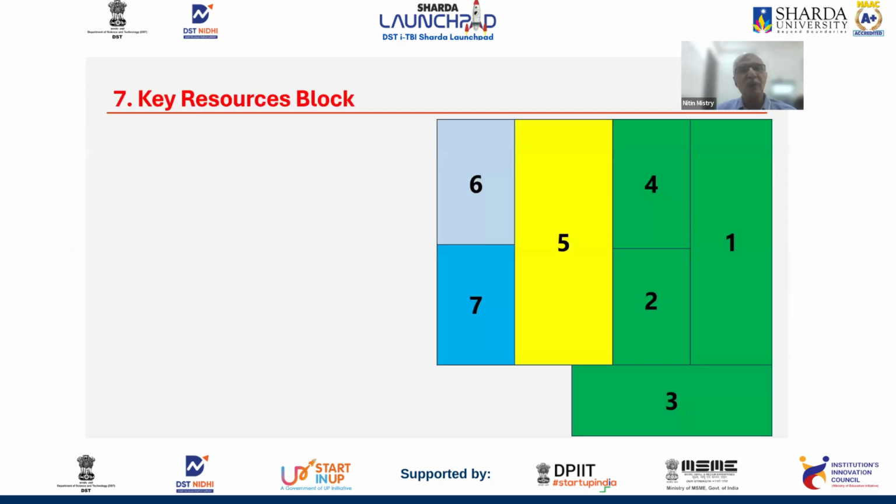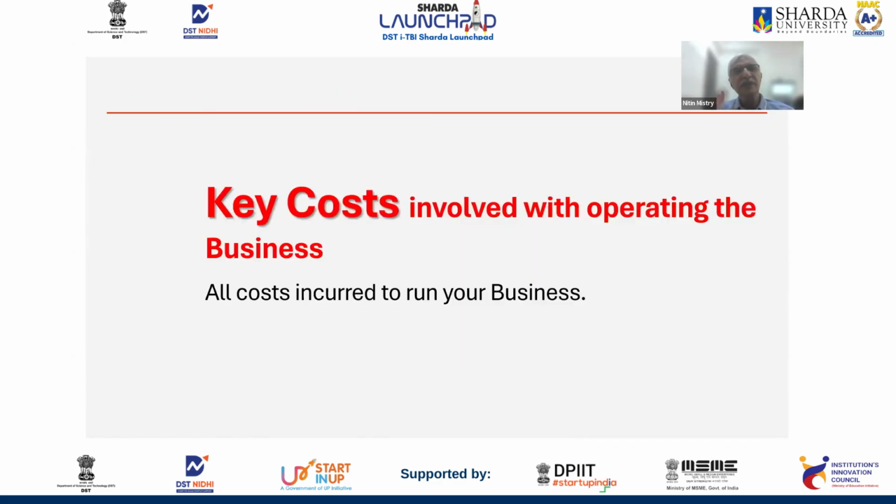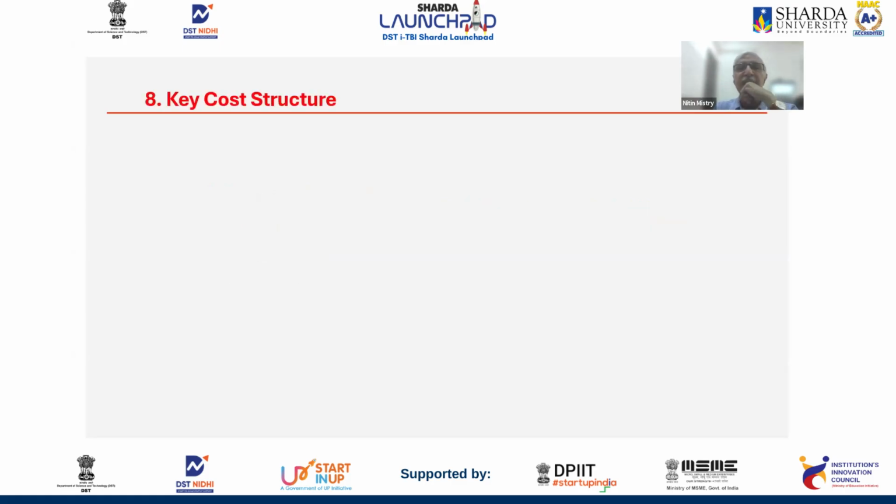Now if we put it at the seventh block, again it becomes the key resources block, right? Now next, again very important, the key costs involved in operating the business. That means acquiring key resources, performing key activities, and working with key partners. All those things incur a cost. So you have to take care of all this cost and add it up. So that becomes your cost, right? Let us understand what those costs actually are.